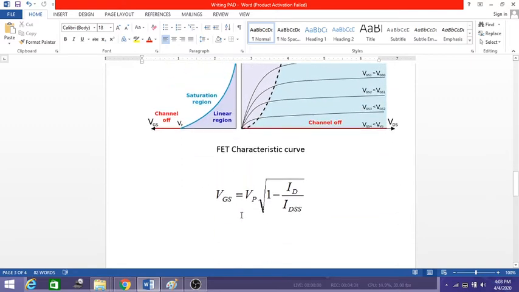If we rearrange the drain current equation, then we can obtain the equation for VGS. So VGS is equal to VP into root of 1 minus ID by IDSS.